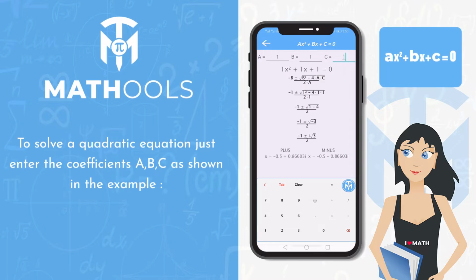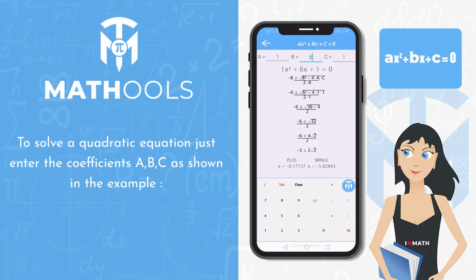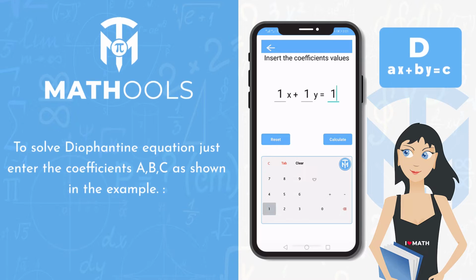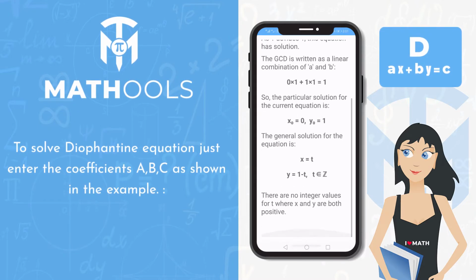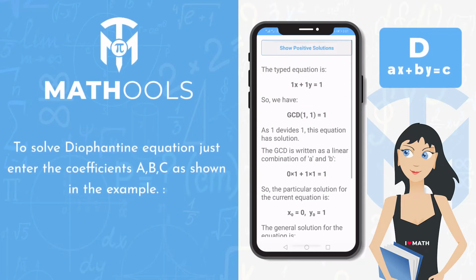Just enter the coefficients a, b, c as shown in the example. To solve the quadratic equation, just enter the coefficients a, b, c as shown in the example.